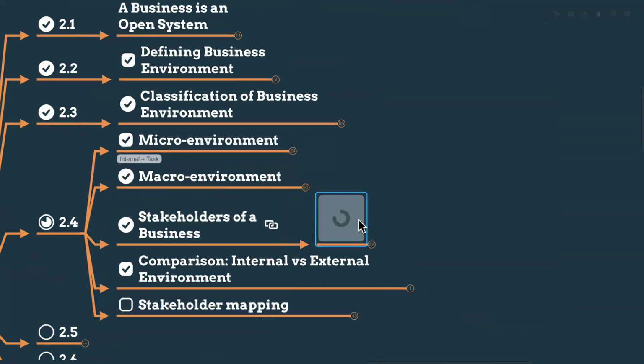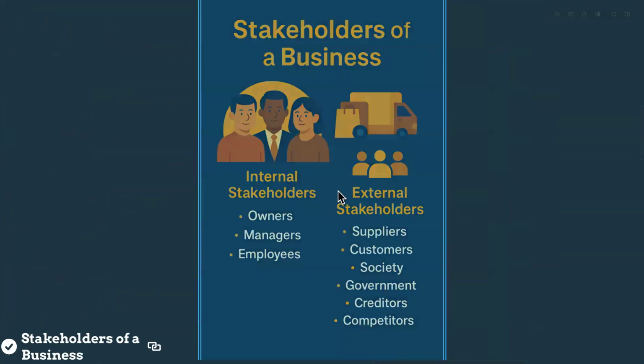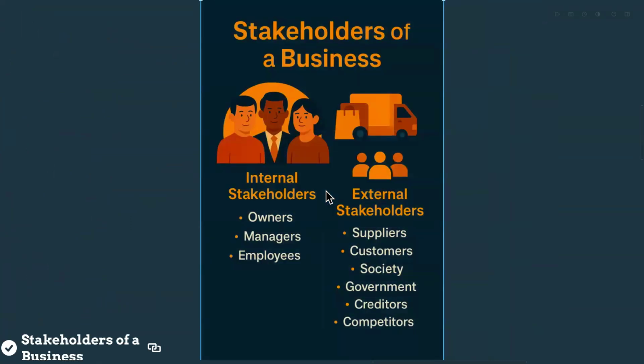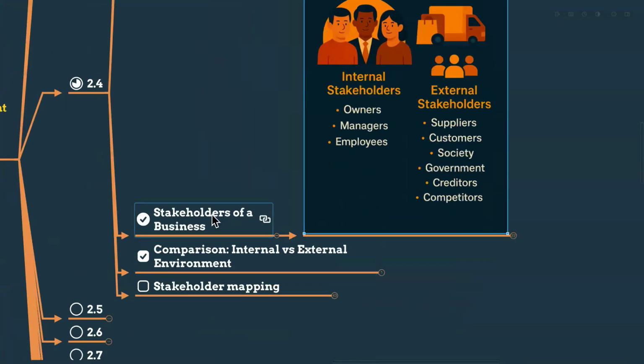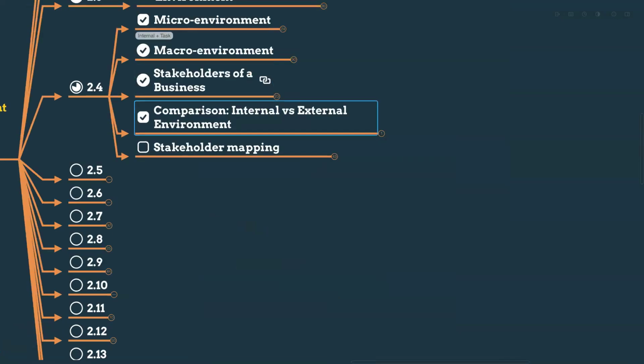And we have explored the stakeholders of a business. Stakeholders means the people who are interested in our business activities. It can be people within our organization. We consider them as internal stakeholders: owners, managers, and employees. And there are other parties, external stakeholders like suppliers, customers, society, government, creditors, competitors, right? So these are the stakeholders.